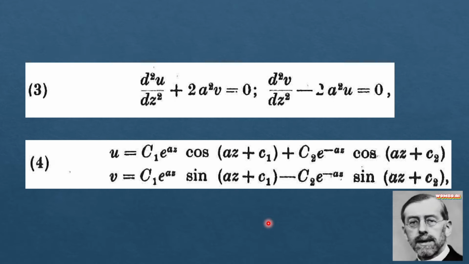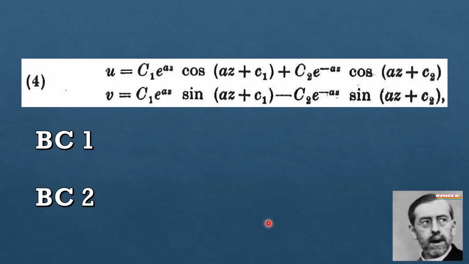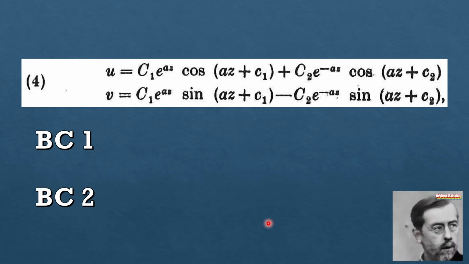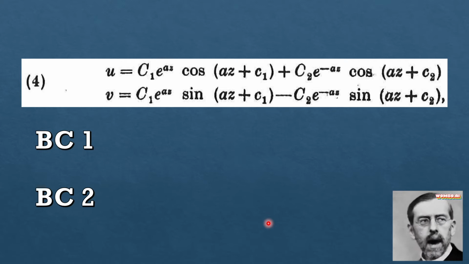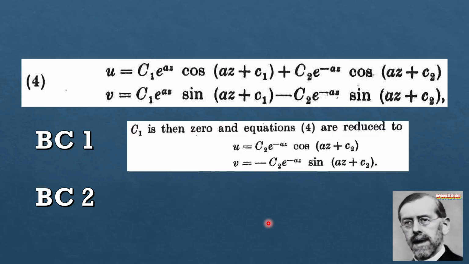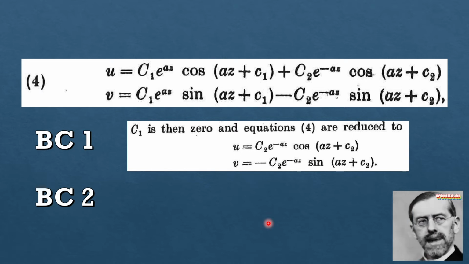Okay, now we need boundary conditions. As a first boundary condition, we assume that the ocean is infinitely deep, so that the velocity is 0 for z infinite. Then we can see that C1 is 0.